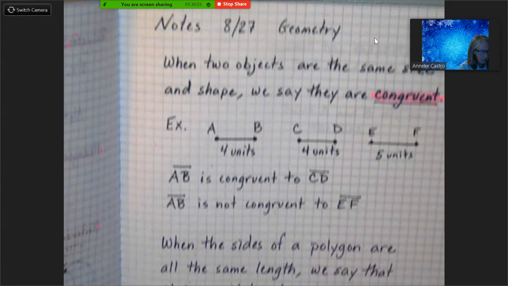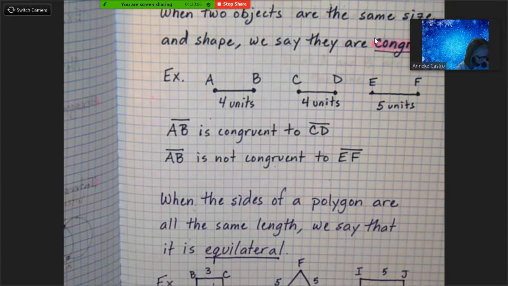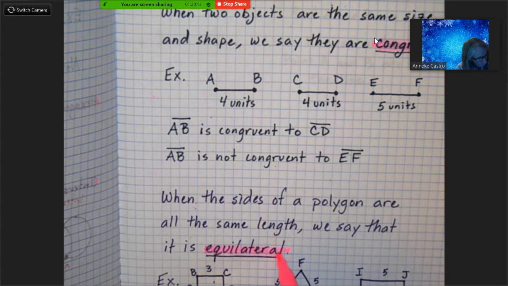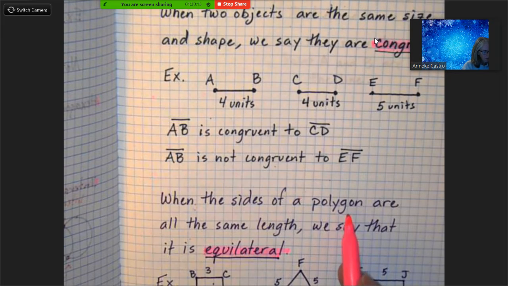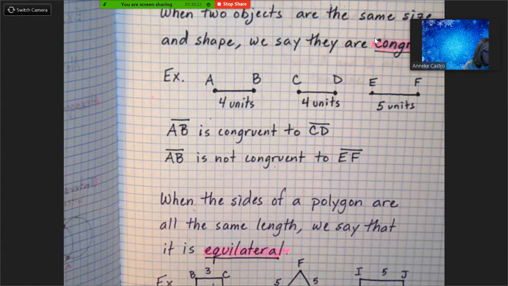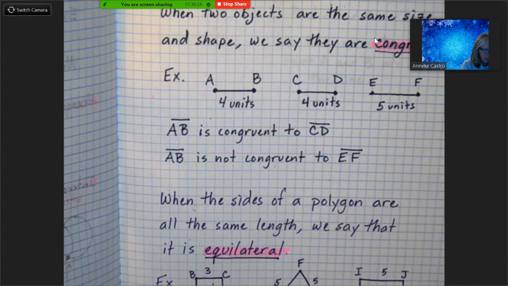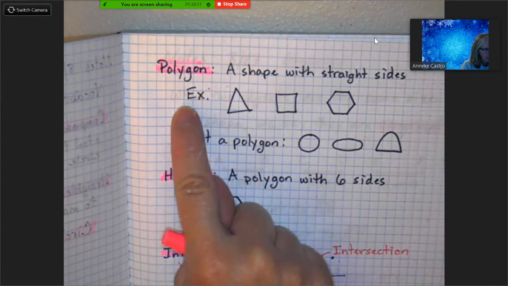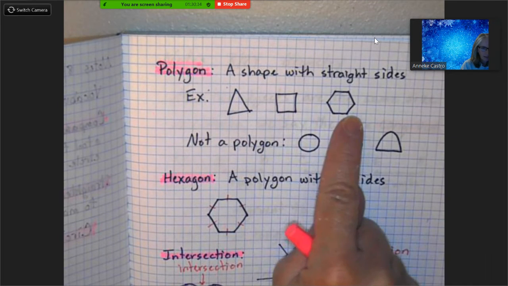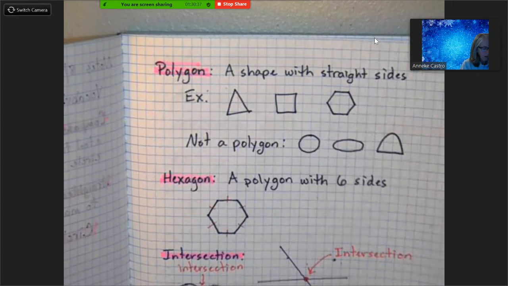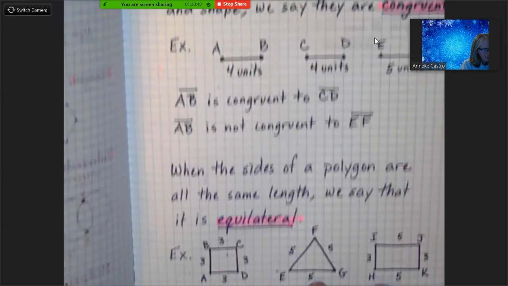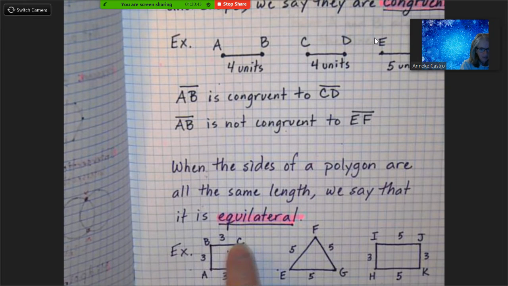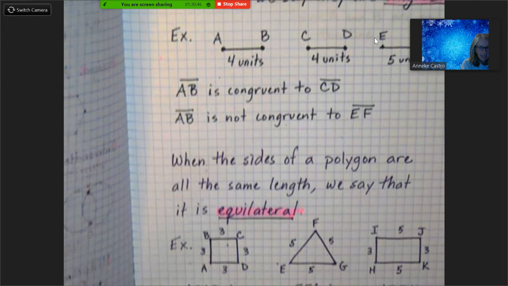Okay, next word is equilateral. When the sides of a polygon are all the same length, we say that it is equilateral. So we talked about a polygon in our last notes. A polygon is a shape with straight sides, like a triangle, a square, a hexagon. So when you have a polygon, if all the sides are the same length, we say it is equilateral.